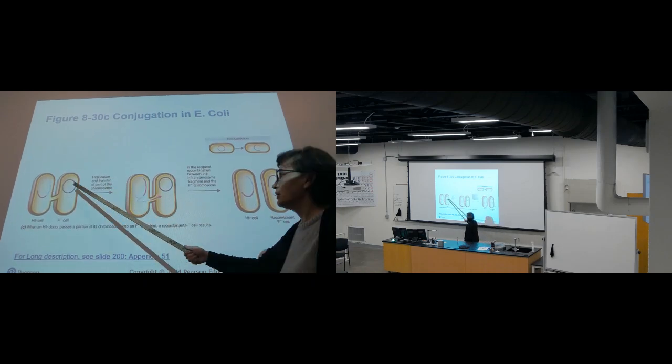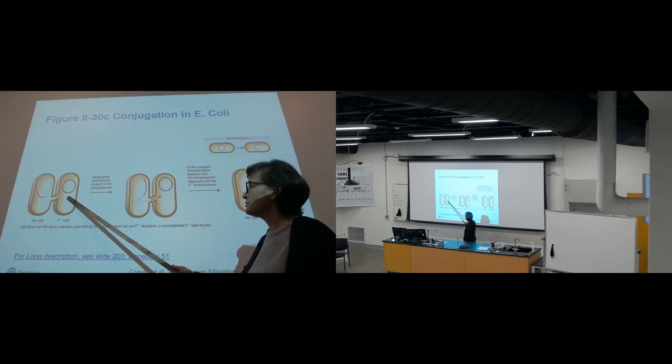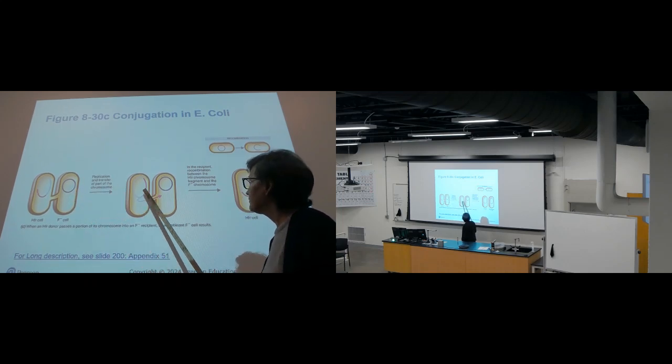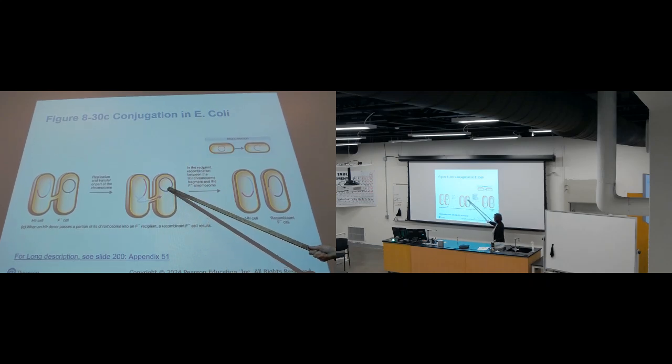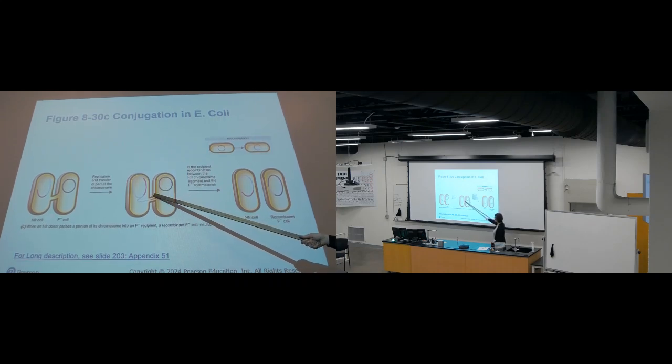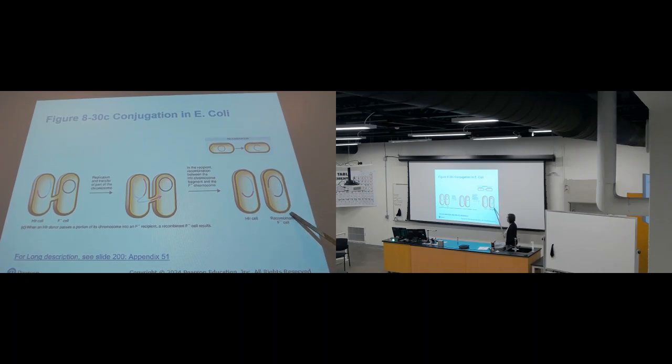So this one, when it conjugates with the cell that is F minus, will transfer part of this F factor and part of the chromosomal DNA, but the F factor is integrated into this chromosomal DNA. It's not part of the plasmid. So this is the F factor. And this one is still F minus. So it's a recombinant F minus cell, and this one is the donor. Questions?